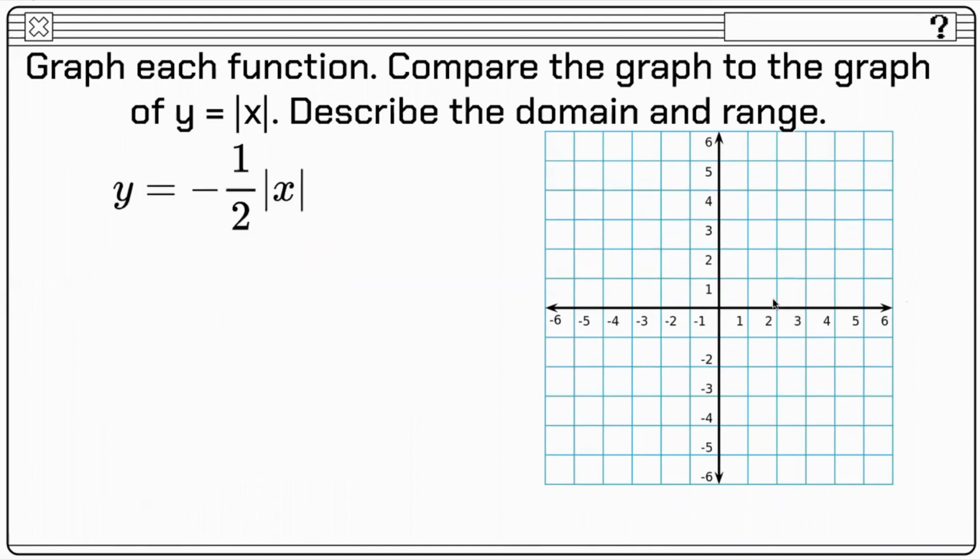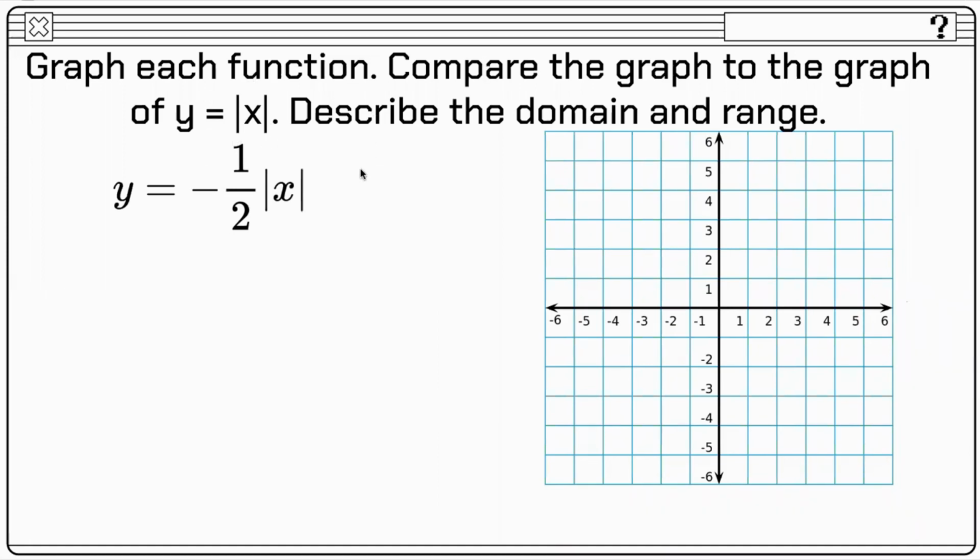Now this one looks a little bit different since we're multiplying a value by our absolute value of x, and we also happen to have a negative sign. So we're going to graph y equals -1/2 absolute value of x. Now if you recall from the general guidelines to translations, whenever you are multiplying your absolute value by a value that is between 0 and 1, it's actually going to make your graph wider. And if you're also multiplying it by a negative value, it's going to make your graph go down. So I'll go ahead and show you how to graph this.